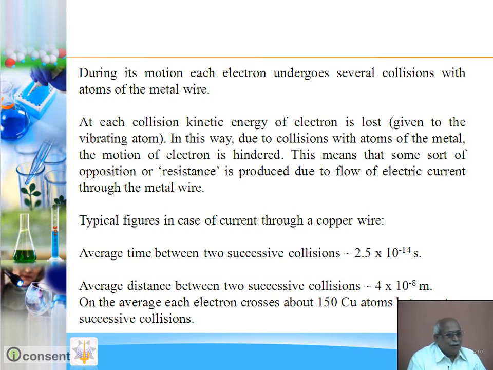So at each collision, electron has to start once again. Its velocity goes on increasing, kinetic energy increases, and as soon as there is collision, all that kinetic energy is lost. It is given to the atom.